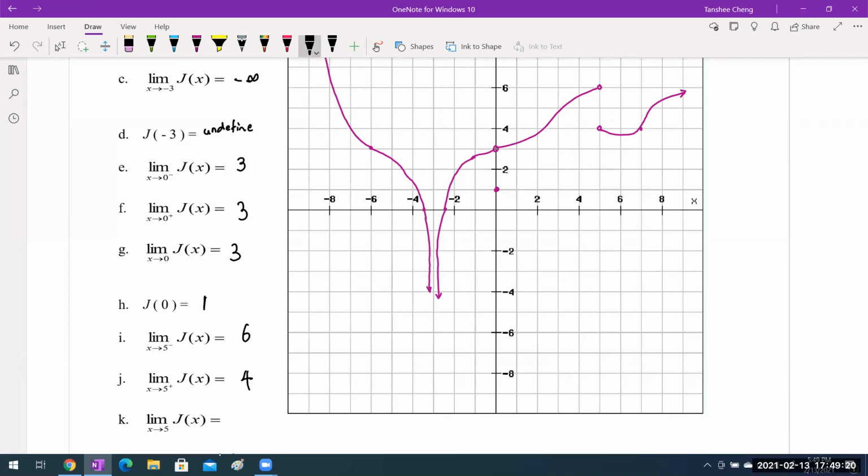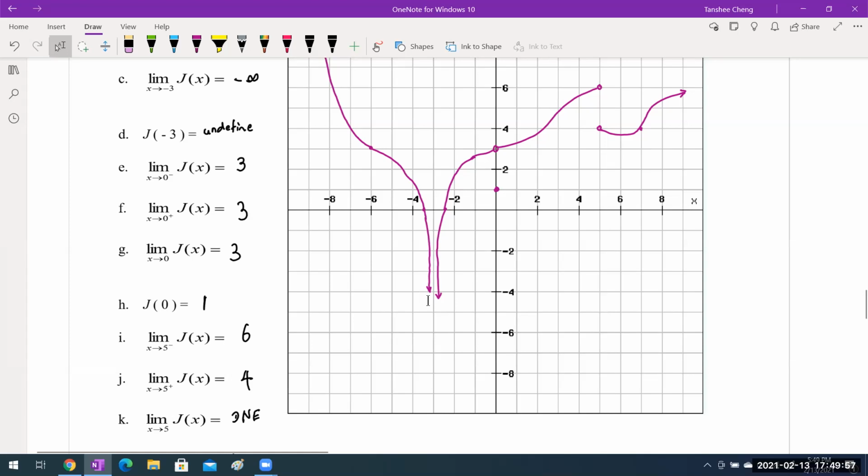However, the next question we can answer very quickly, because the limit as x approaches 5 from the left-hand side and the right-hand side are different values. So that basically indicates that the limit as x approaches 5 of the function j does not exist, because the left-hand side limit and right-hand side limit are not equal. According to the definition, the limit does not exist.